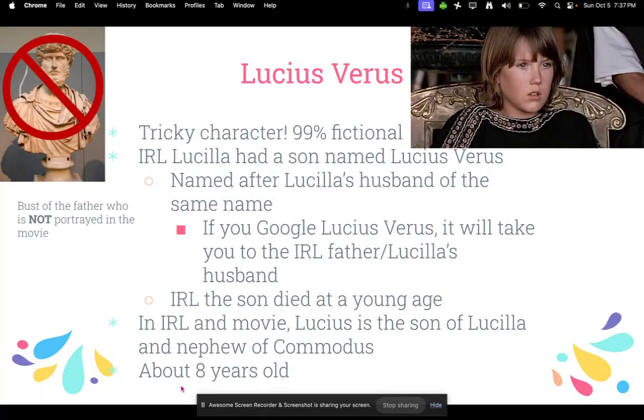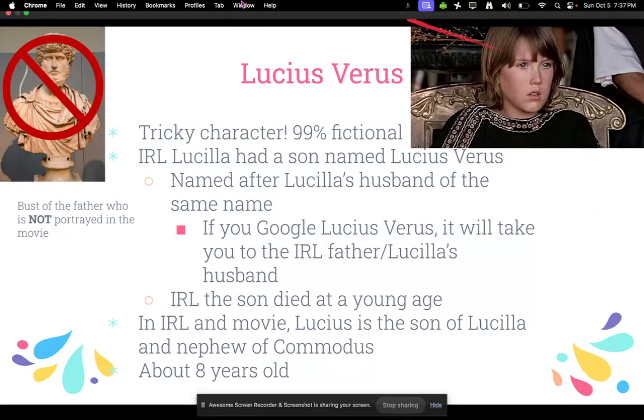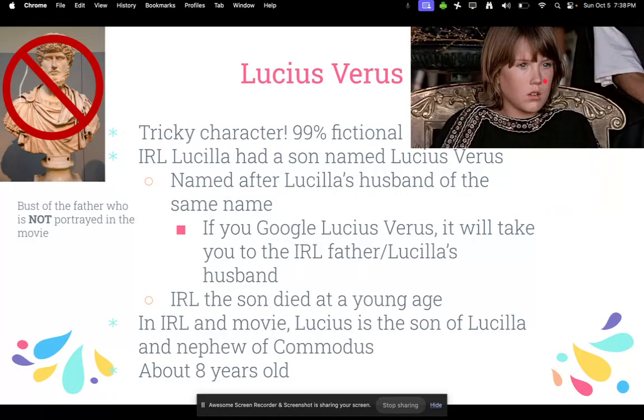All right, then we have Lucius Verus, who is this kid right here. Now, he's a really, really kind of tricky character to compare in real life and fictionalized. He's 99% fictional. So, in real life, there actually was Lucia's son, who is named Lucius Verus. He is named after Lucia's husband of the same name. So, if you ever Google Lucius Verus, it will take you to the actual father slash Lucia's husband instead of the son. In real life, the son actually died at a very young age. So, both in real life and in the movie, Lucius is the son of Lucia and the nephew of Commodus, and he's about 8 years old in the movie.